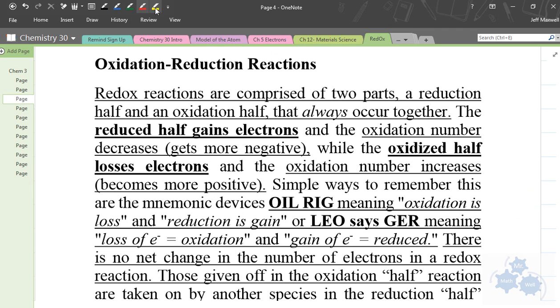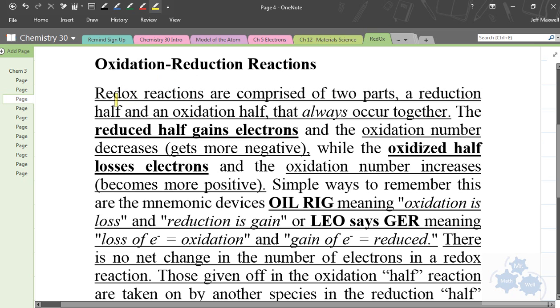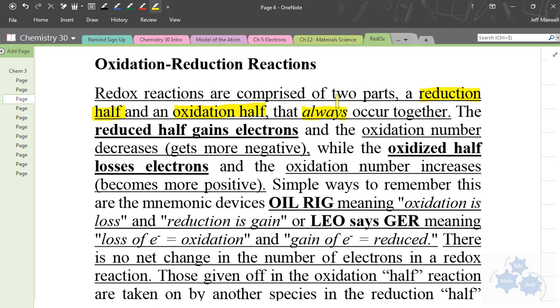Oxidation reduction reactions are comprised of 2 parts: a reduction half and an oxidation half. This is a really important part where reduction and oxidation are explained. That's why it's called oxidation slash reduction. They always occur together. As I mentioned before, when an electron is given up, it's also accepted by something else that's involved in that reaction. So they always work together.